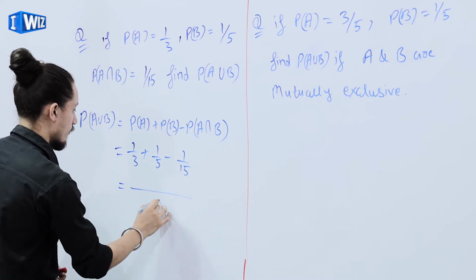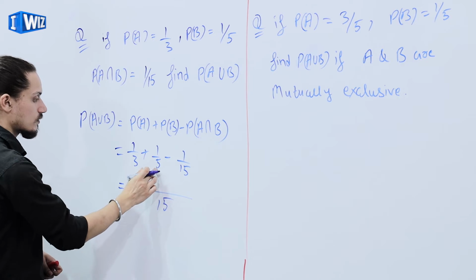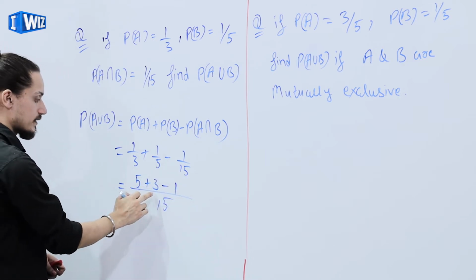Taking LCM we get 15. 3 5s are 15, so 5 plus 5 3s are 15, 3 minus 1, which is equal to 5 plus 3, 8.